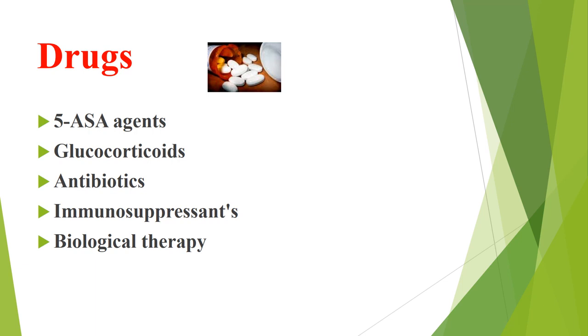Another modality is glucocorticoids. They can be given systemically, orally, or as an enema. Antibiotics, usually there is no role for antibiotics except for those patients who have peritonitis or toxic megacolon, or those patients with fistula. Immunosuppressant agents, there are many types like methotrexate and azathioprine, and we have biological therapy, infliximab, and it is serious. Thank you very much.